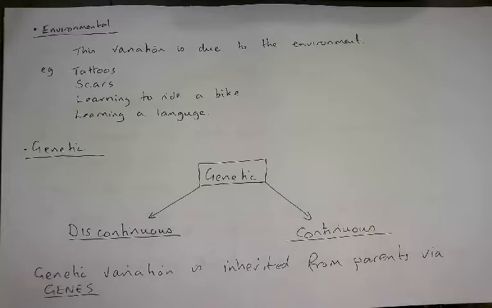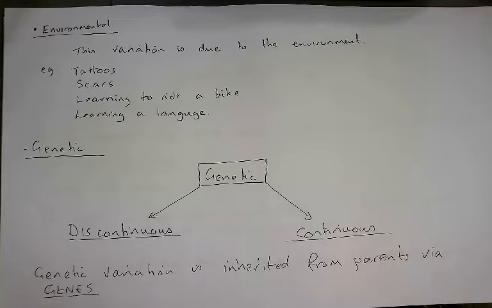Scars. Scars are an example of environmental variation because you may have fallen over, you may have cut yourself, it's healed, you've got it, but not everyone else has it. Learning to ride a bike, learning a language. These are all examples of environmental variation where we get it from our environment.